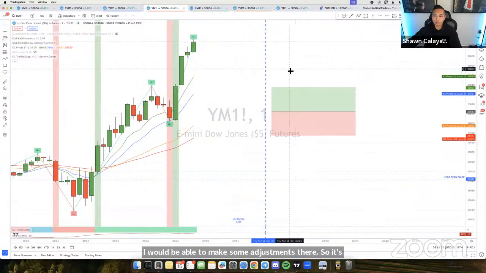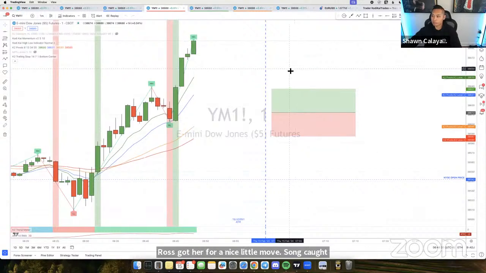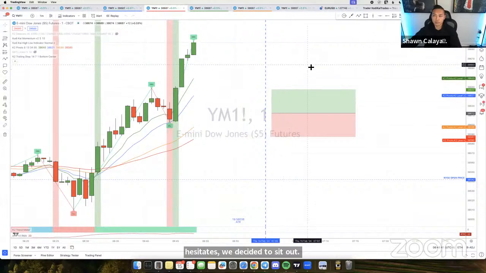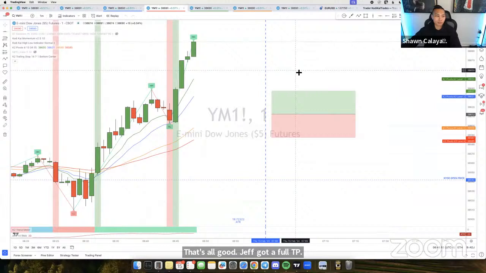Ross got it for a nice little move. Song caught it as well. Yeah, Nick said he changed his settings in time, but he hesitated, so he decided to sit out. Yeah, it's all good. Jeff caught it full TP. Sisu caught it. Looks like pretty much majority of you guys here caught that trade there for the continuation. Again, there's still no opportunity here, guys, for entry, not yet.